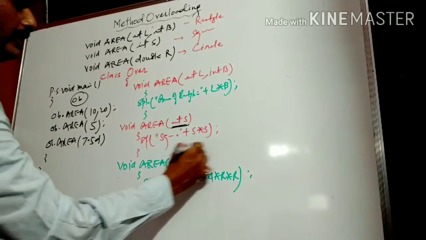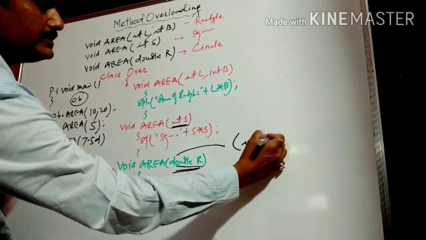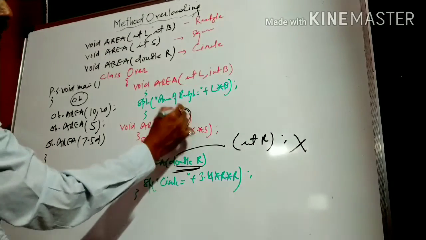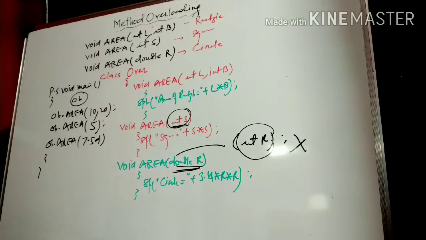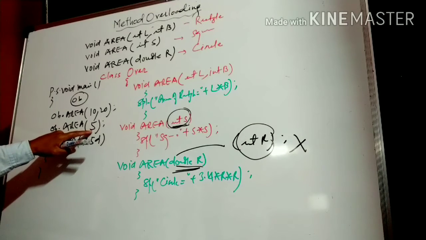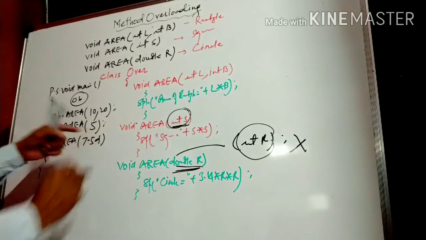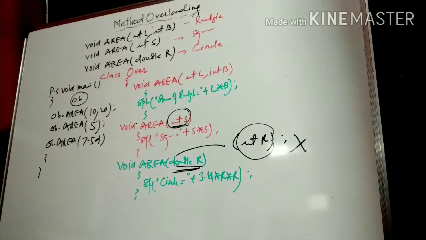If you children write here within brackets integer r, that will be wrong. Why wrong? Because here is also integer, here is also integer. Then when you pass an integer parameter in main, the compiler will be confused about which method it will use, this one or that one. So that's why that will be wrong.